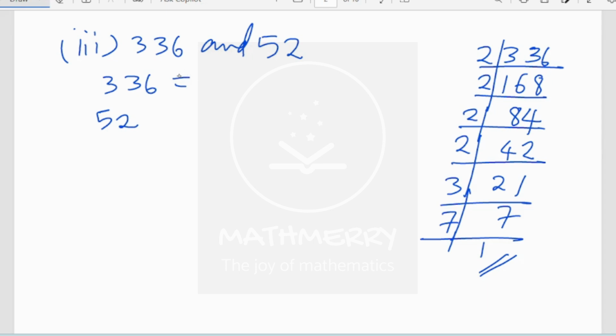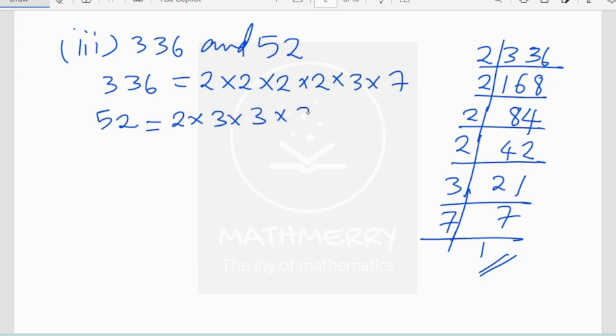So here this is equal to 2 into 2 into 2 into 2 into 3 into 7. Now 52 we can write it as 2 into 2 into 13. So this is equal to 2 squared into 13, and this is equal to 2 raised to 4 into 3 into 7. Okay, so these are the prime factorizations.